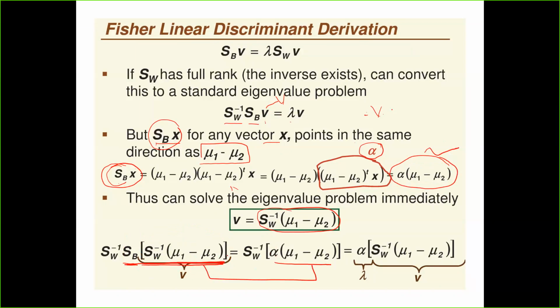When you bring out this alpha, this is equivalent to SW inverse times mu1 minus mu2. And what is SW inverse mu1 minus mu2? It's nothing but V. It means SW inverse SB times V is equivalent to lambda times V when V is equivalent to SW inverse mu1 minus mu2. You need not even solve the eigenvector problem of SW inverse SB. You can directly compute V using this property.